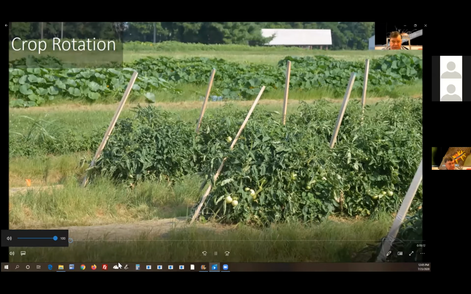With crop rotations, it's critical to rotate between plant families. In this photo, we have a solanaceous crop of tomatoes being rotated with a cucurbit crop in the background.